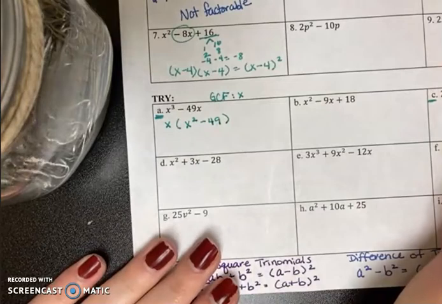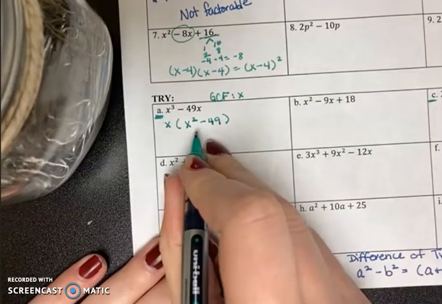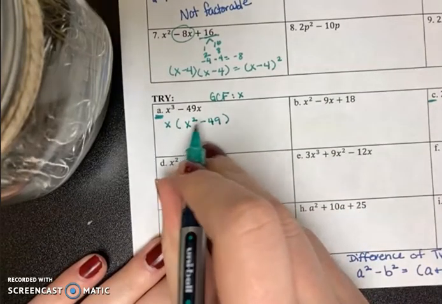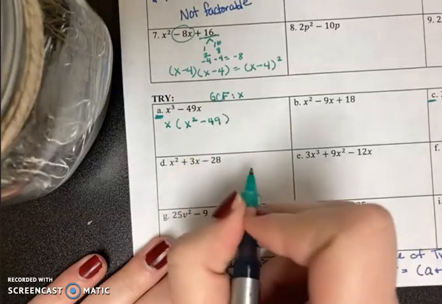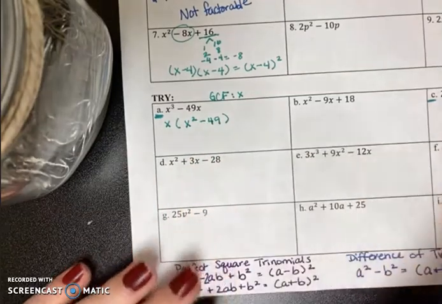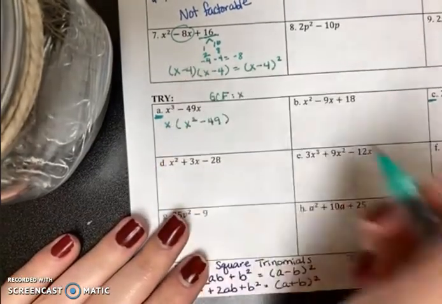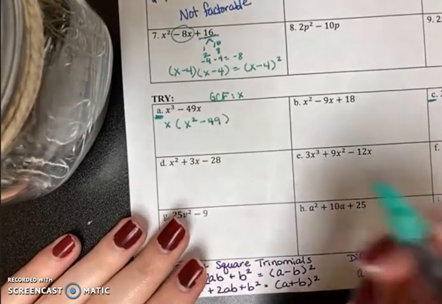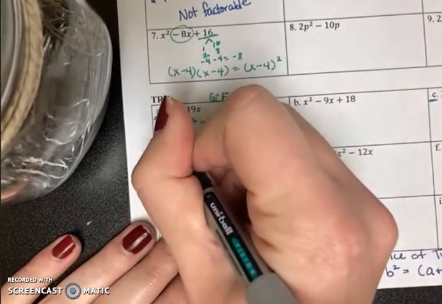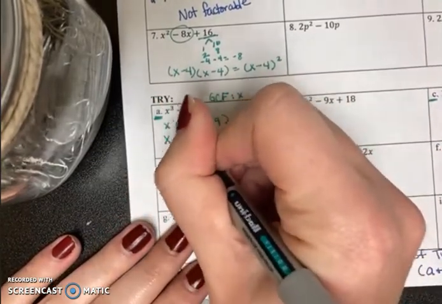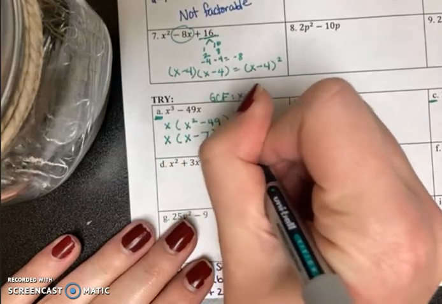I can factor further here. X squared minus 49 is a difference of two squares, where A is x and B is 7. So I have x times x minus 7 times x plus 7.